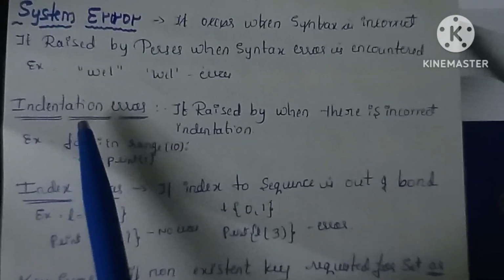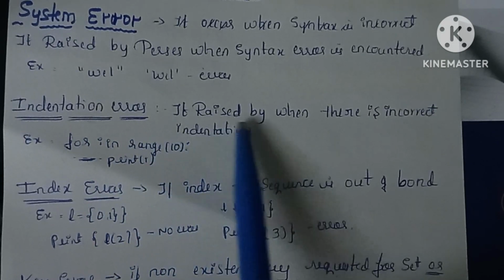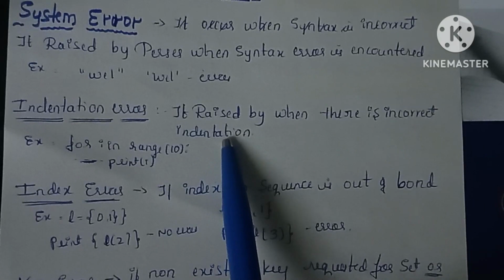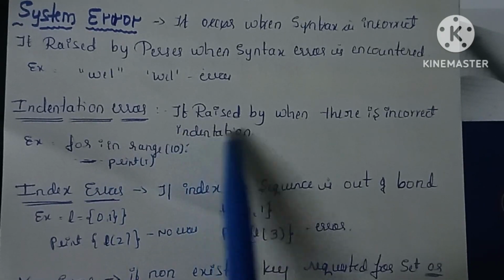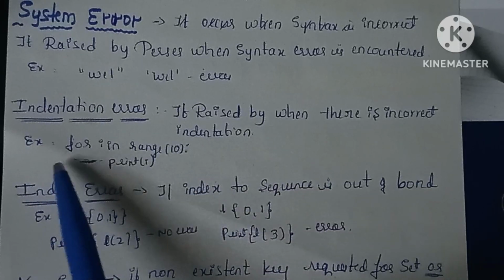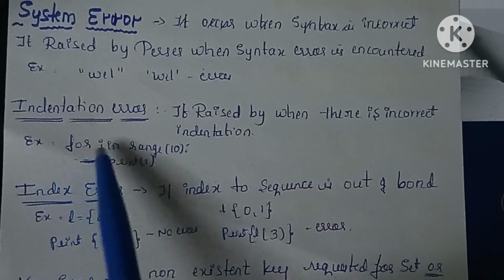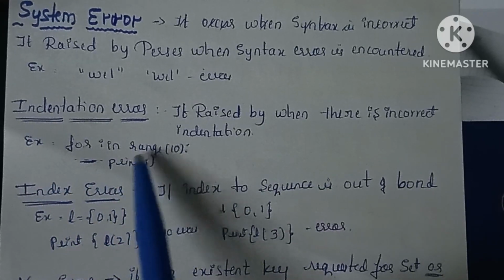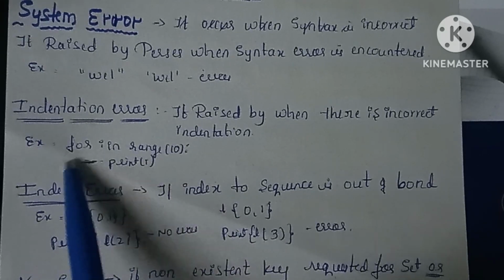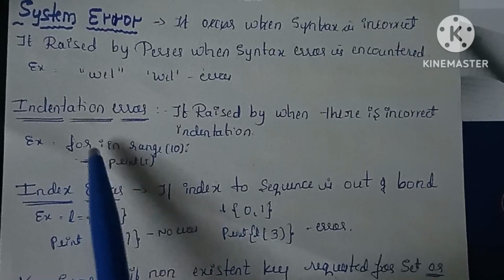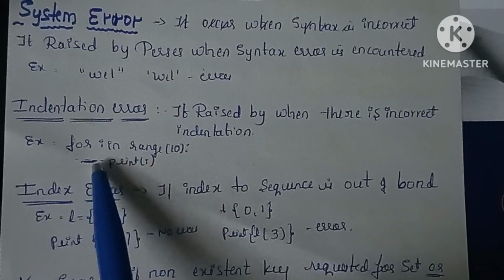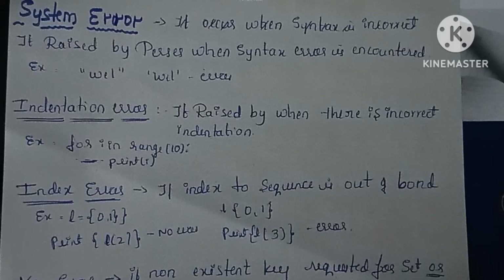Next one is intentional error. What is the meaning of intentional error? It arises when there is incorrect indentation. I will tell you with an example: for i in range(10), print i. If you do not leave some space here, then it is the indentation error. If you write it like this, it is not an error.